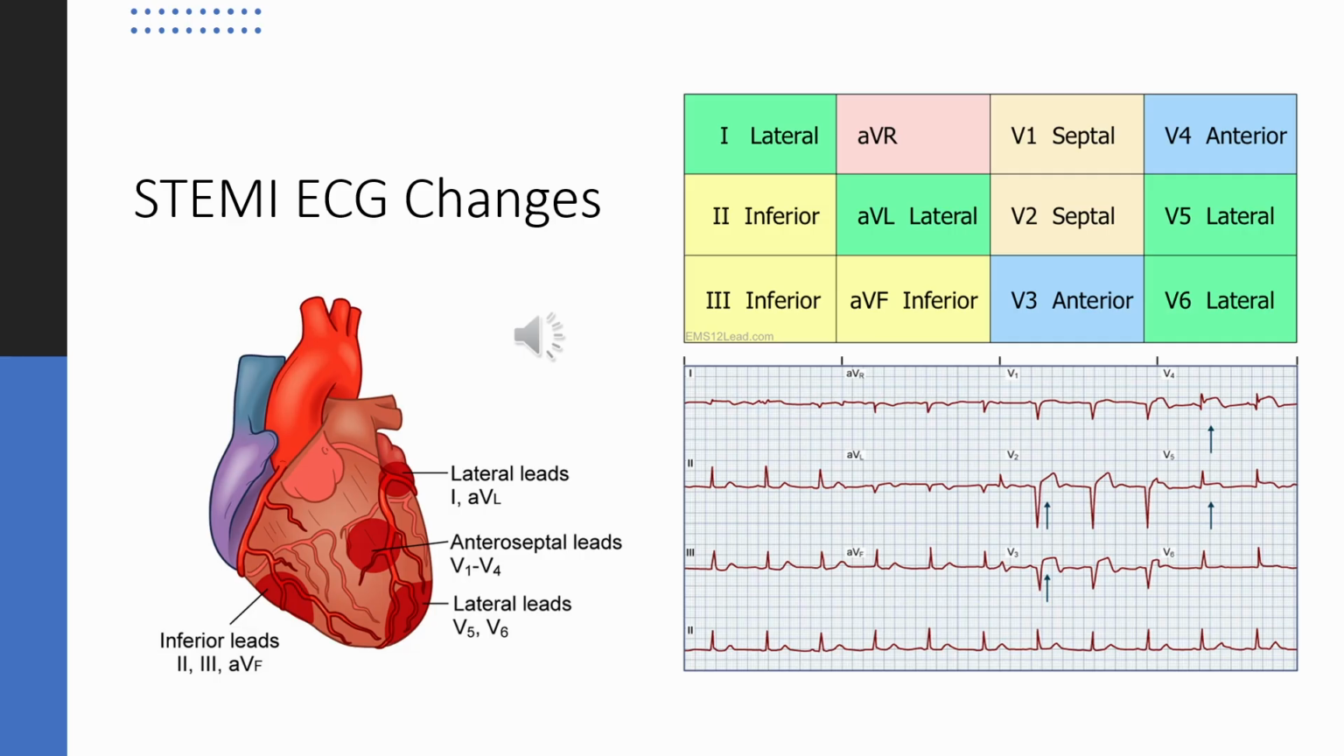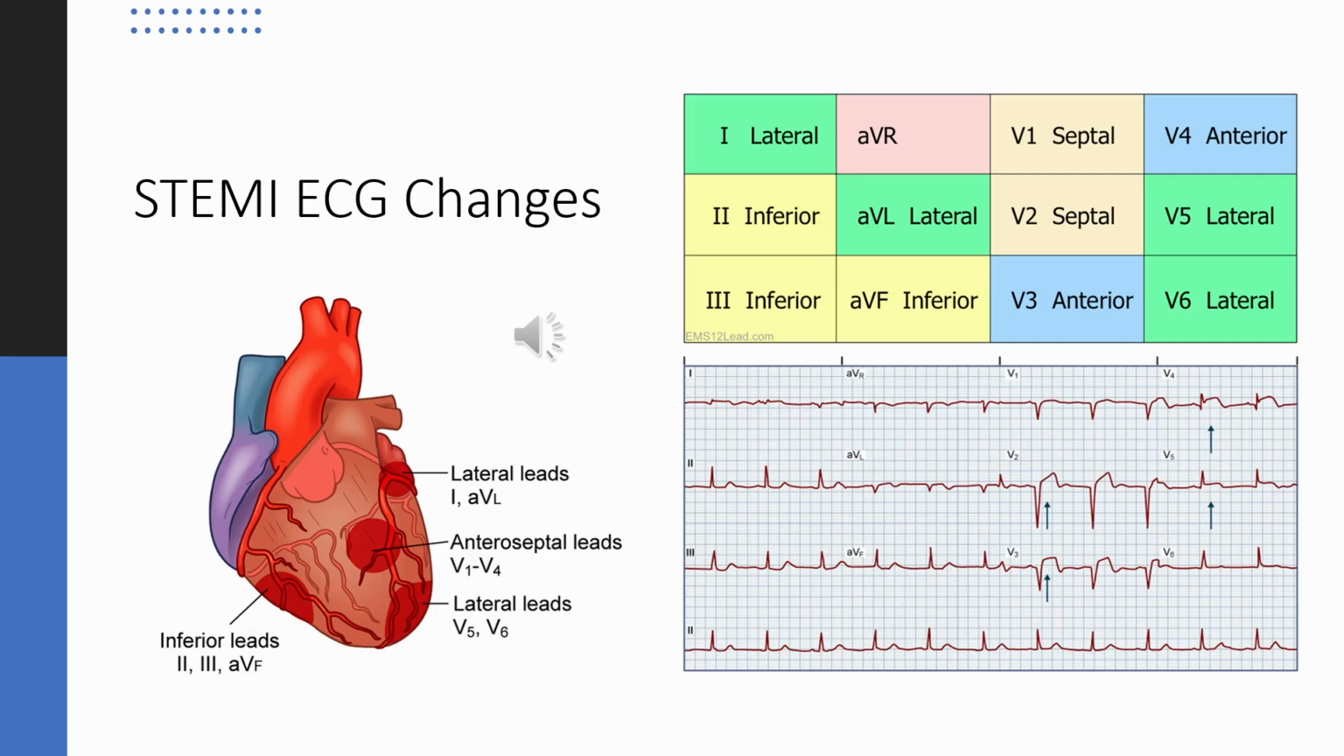With a lateral wall MI, which is a left circumflex occlusion, we see an ST elevation in leads 1, AVL, V5, and V6. With a septal wall MI, we see ST elevation in leads V1 and V2, and that's typically characteristic of a left anterior descending artery occlusion.